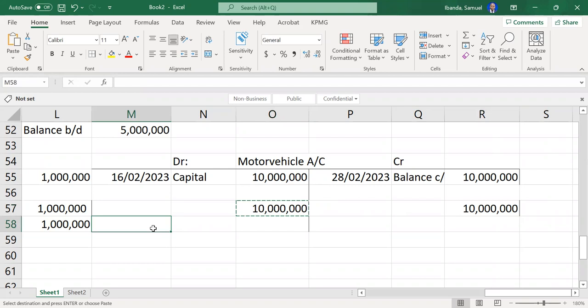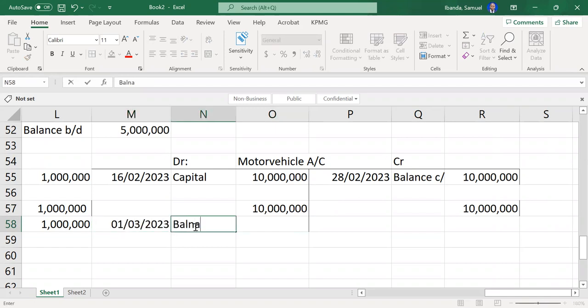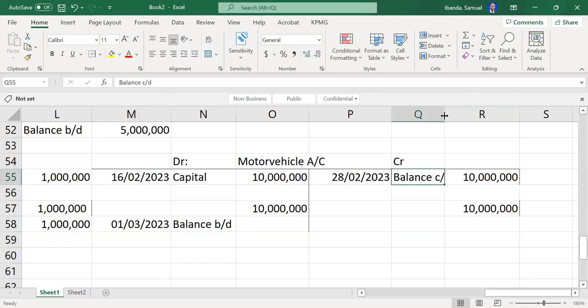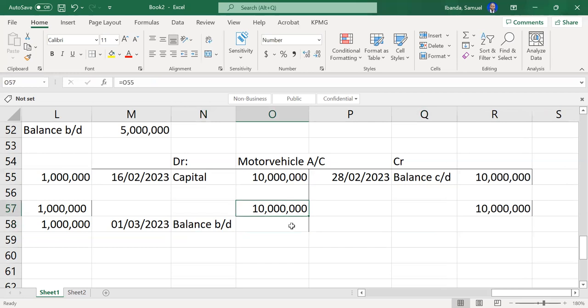And then on 1st of March, 2023, I'll have what is called my balance brought down, that is balance carried down, of the same amount, 10 million. So these are totals, so you just pull them up.